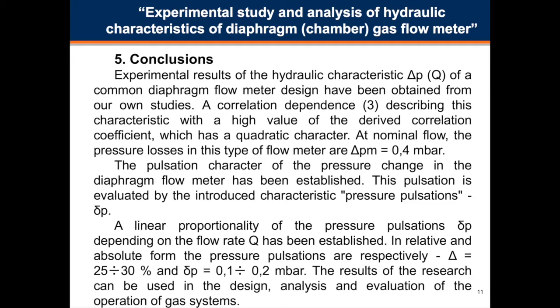The pulsation character of the pressure change in the diaphragm flow meter has been established. This pulsation is evaluated by the introduced characteristic of pressure pulsations. A linear proportionality of the pressure pulsations depending on the flow rate has been established. In relative and absolute form, the pressure pulsations are determined. The result of the research can be used in the design, analysis, and evaluation of the operation of gas systems.